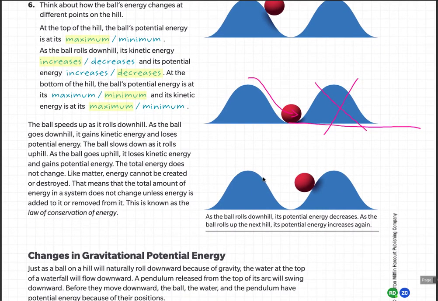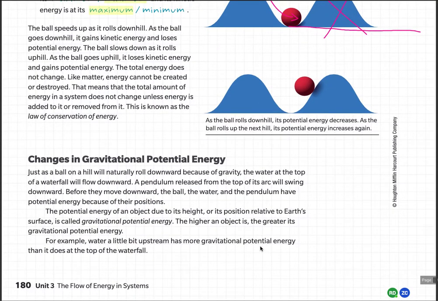And then this talks about how as the ball rolls back up the hill, in theory, its kinetic energy would be decreasing because the ball is going uphill, so it's going to be slowing down. But now that it's going back up a hill, right, it will start gaining back potential energy, because if the ball stops, or if it gets to the top of the hill, it has the potential to go back and roll down. So down here it says, just as the ball on a hill will naturally roll downward because of gravity, the water at the top of a waterfall will flow downward.